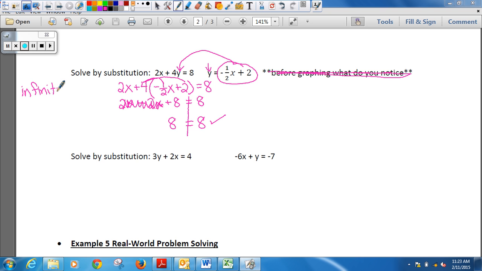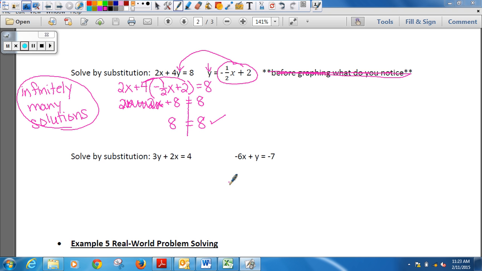And remember, we did this one on the front page as well, and it came up with the same answer. And the reason it has infinitely many solutions is because it's actually the exact same line. So all points of intersection would work in both of them.